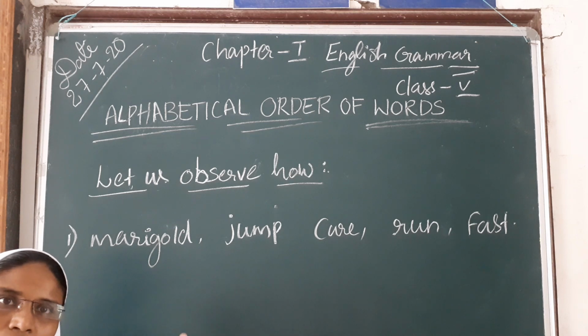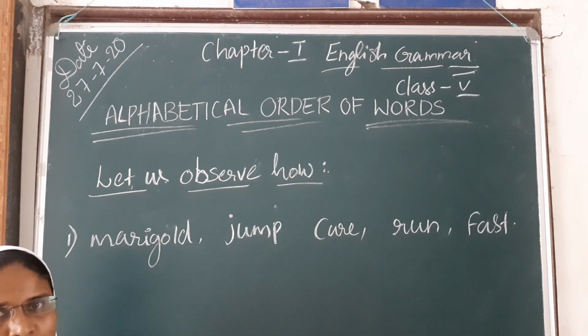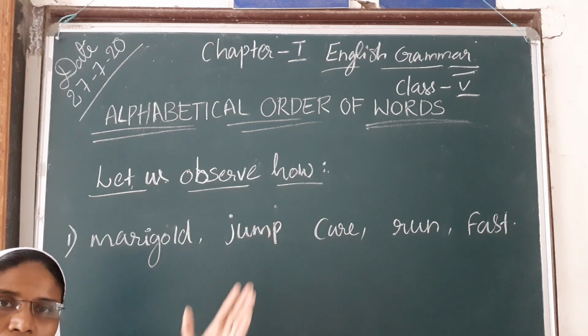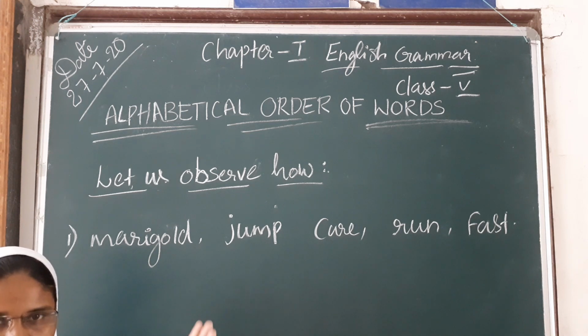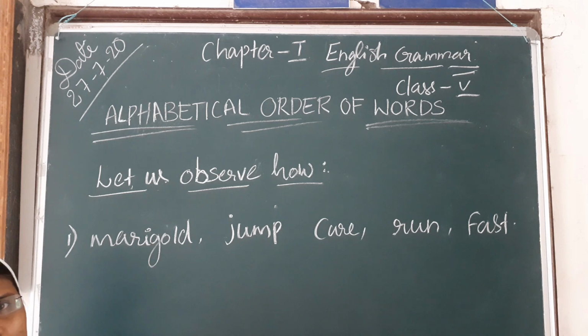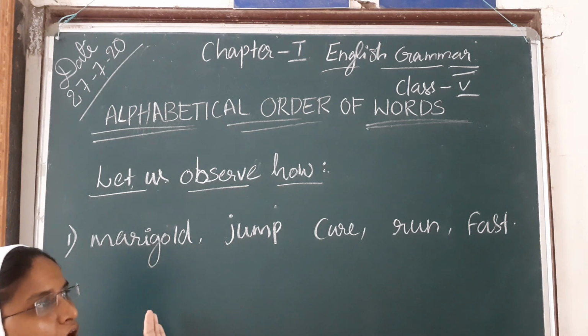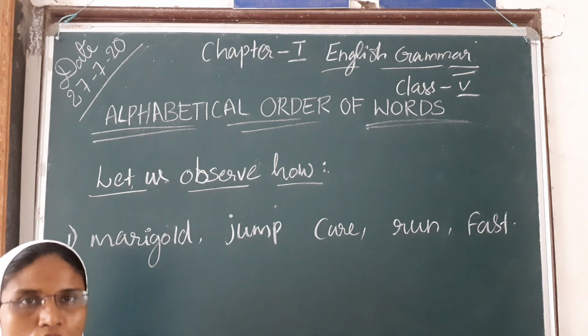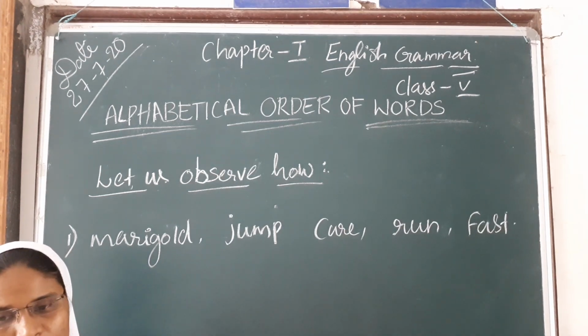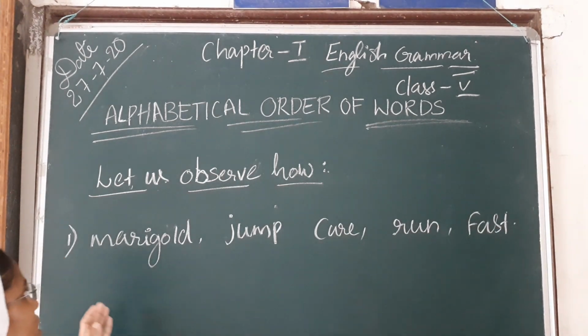You all know the letters of the English language in alphabetical order. There are 26 letters. You know about the letters, and you know the order also. Now we are going to see how we can arrange words in alphabetical order. First one you see here, marigold.